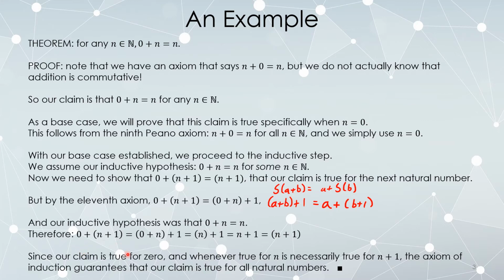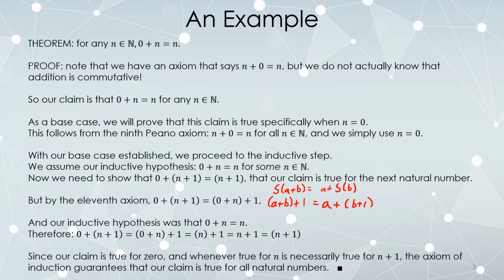Altogether, our claim is true for 0, and if we assume it's true for n, we can prove it's true for n plus 1. So the axiom of induction now kicks in, and we would say, inductively, we have proved that our claim is true for all natural numbers. For any natural number, adding 0 on the left also doesn't do anything. And I just want to repeat, a lot of people are like, we already knew that. We axiomatically defined adding 0 on the right changes nothing. Then, using other axioms, we are now able to prove adding on the left a 0 also does nothing.